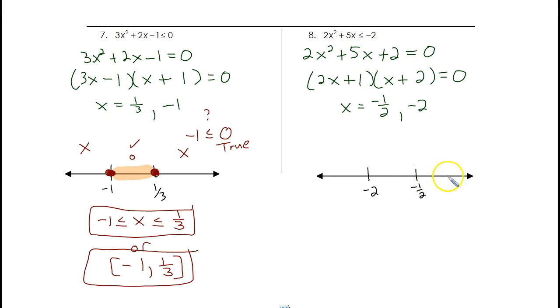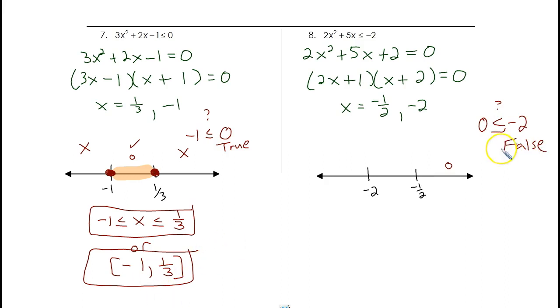Well, 0 is to the right. All negative numbers are less than 0. 0 is going to be to the right of these two numbers. It's over here somewhere to the right of -1/2. So when I test 0, I want to know, does it work or does it not work? Well, I can just plug it in. 2 times 0 squared is 0, plus 5 times 0 is 0. So the left side of my inequality that I'm checking is 0. And I want to know, is 0 less than or equal to -2? When I plug in 0, do I get a true statement? Well, 0 is not less than -2. That is a false statement.